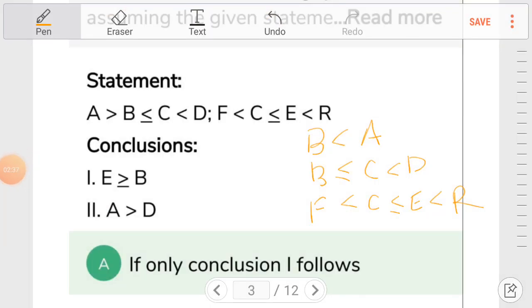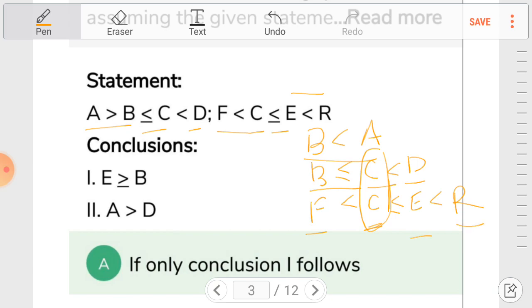In the next statement, A greater than B less than equal to C and less than D, and F is less than C, C is less than equal to E and E is less than R. So arrange in order from small to greater. First we take B. B is less than A and B is less than equal to C and D, and C comes here, and C is greater than F, but it is less than E and R.